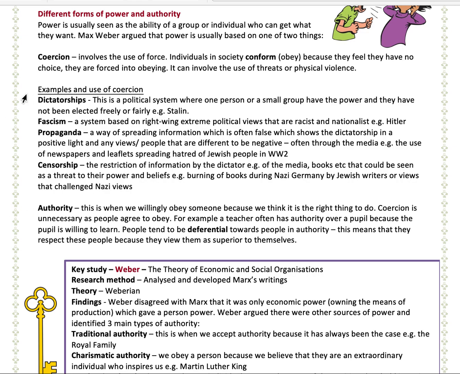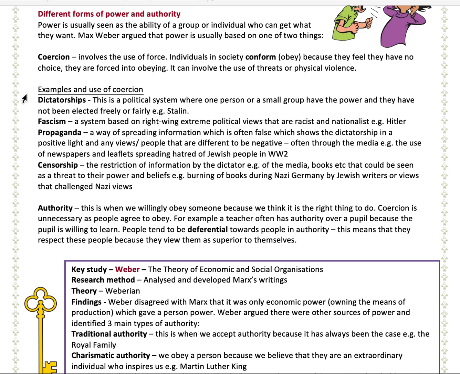And then examples of coercion. So you can refer to the idea of dictatorships. So, for example, Nazi Germany. So the idea that one person or a small group have the power, and obviously there's often issues with how they were elected or when the next election would take place, etc.